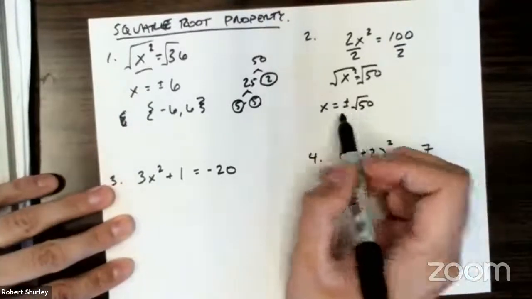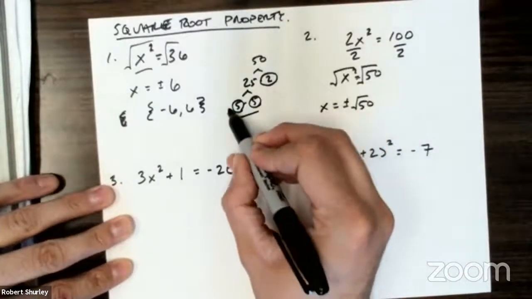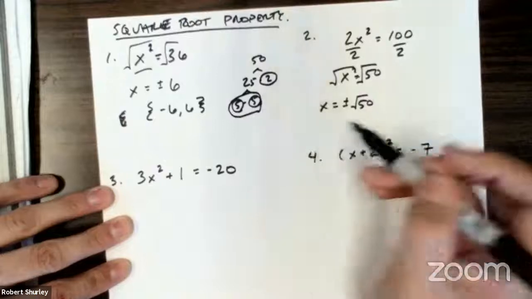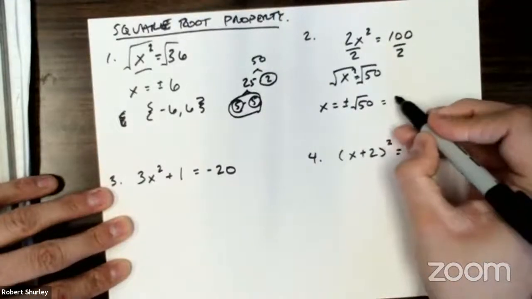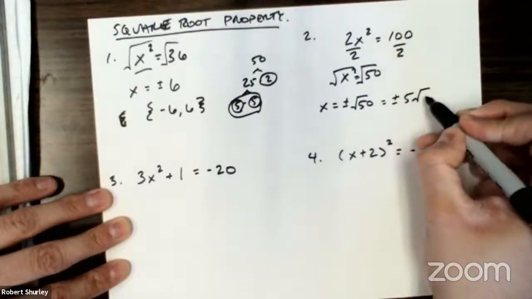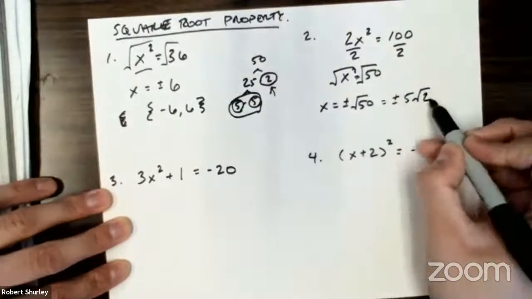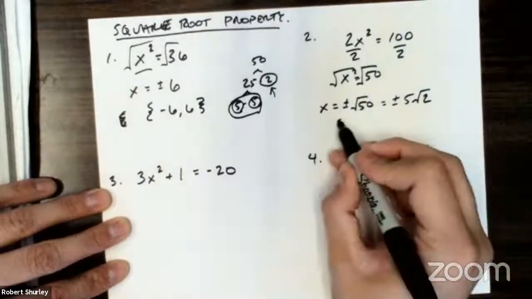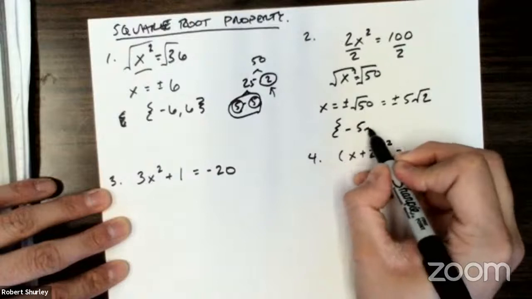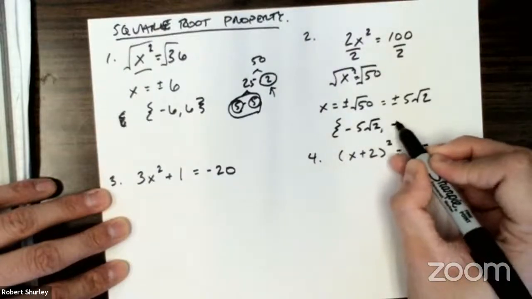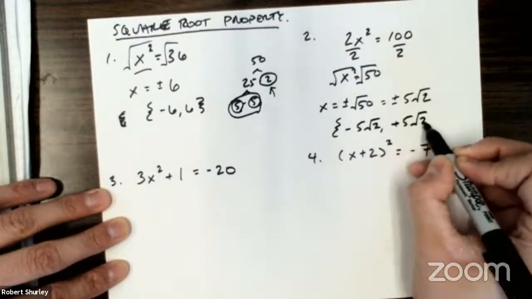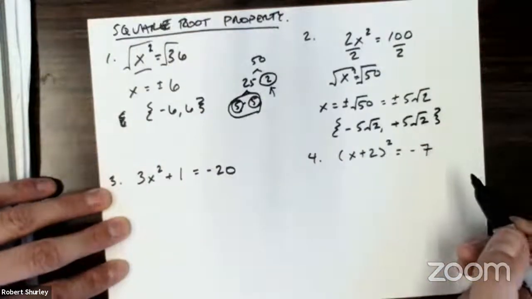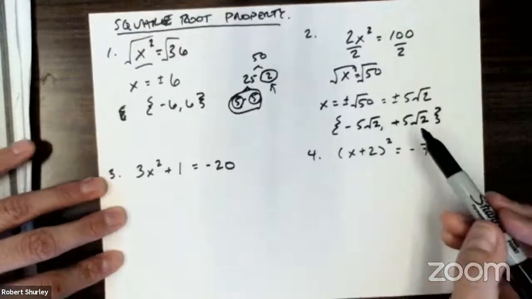And since we're taking a square root, we're looking for matching pairs of factors. Well, the 5s match. So this winds up being 5 square root. This 2 doesn't match, so it's got to stay underneath. So my two solutions are -5 square root of 2 and +5 square root of 2. You don't have to write the positive, of course. Okay? Those are my two solutions.